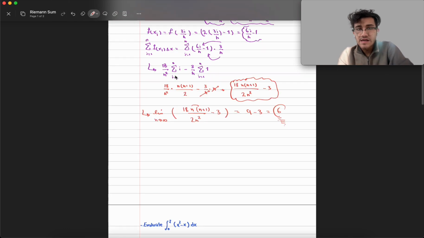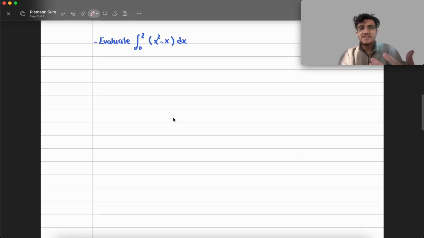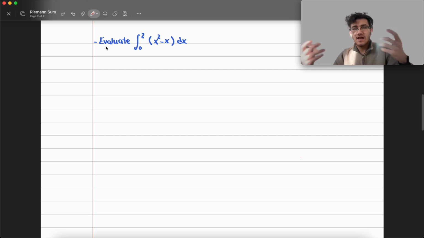Let's try to see another example right here. This is a bit more challenging. The reason is because we've got higher degrees, and this would be a little bit challenging, but we're going to see how we can solve this one.